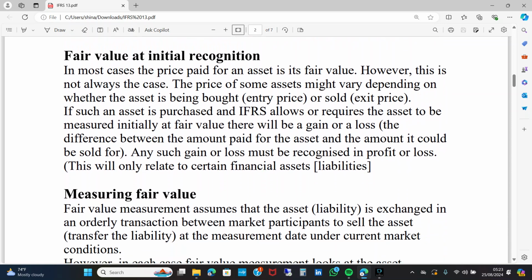It says now, in most cases, the price paid for an asset is what? Fair value. So we're saying that in most cases, the price you pay for an asset is the fair value of the asset. What do you mean by that? Remember I said that for assets, the definition of fair value is the price that you will sell an asset, not buy.